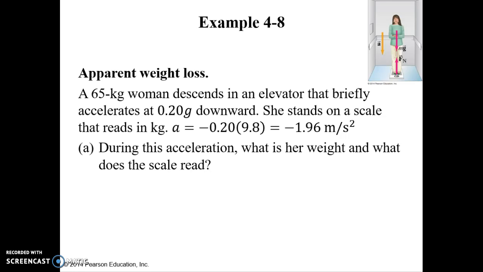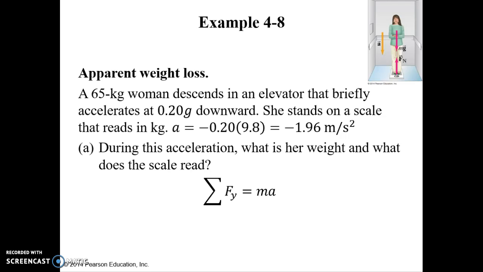Now, for the next question, we need the value of acceleration, which is just 0.2 times 9.8, and that gives us a value of negative 1.96 meters per second squared, because the acceleration is pointing downward. On a side note, did you notice that the elevator is also moving down? So the velocity and acceleration are both pointing downward, which means that the elevator is increasing speed as it moves down.